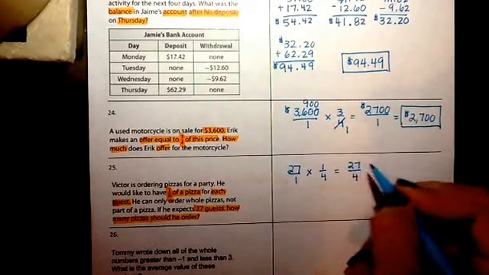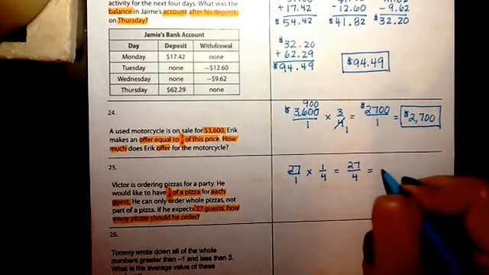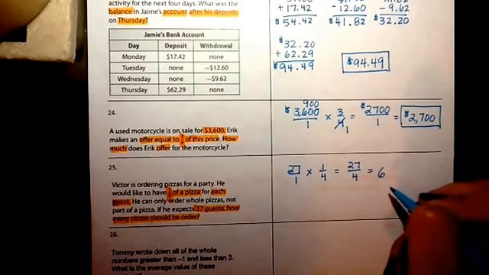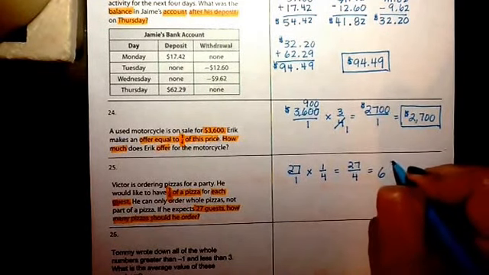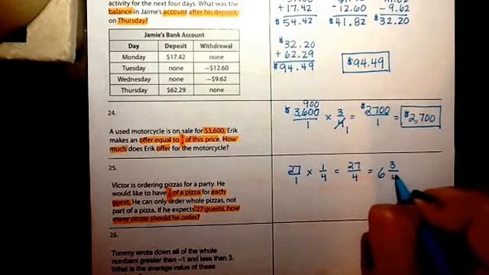Well, that's improper, so I have to go divide. How many times can 4 go into 27? Goes 6 times, which is 24. And our remainder would be 3. Your remainder becomes your numerator. The denominator stays the same.